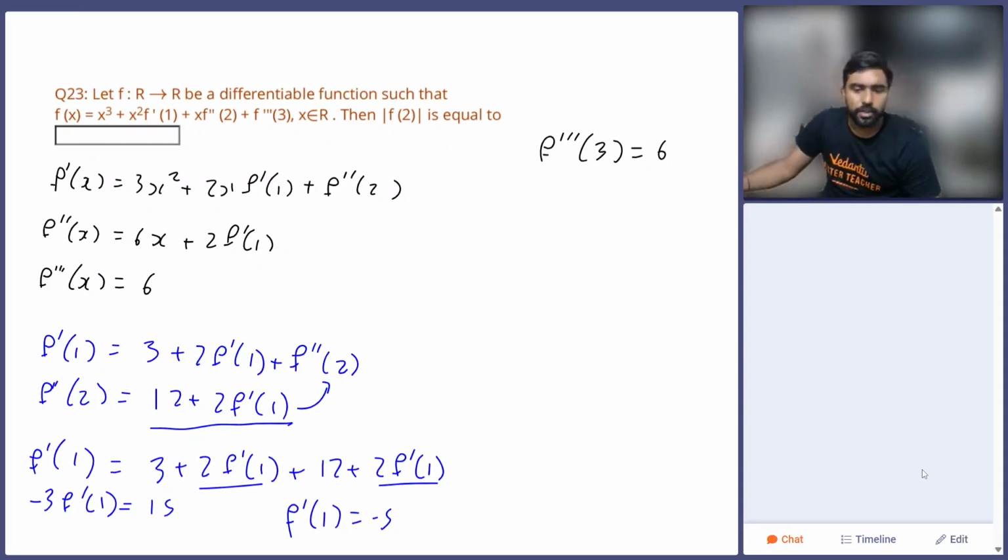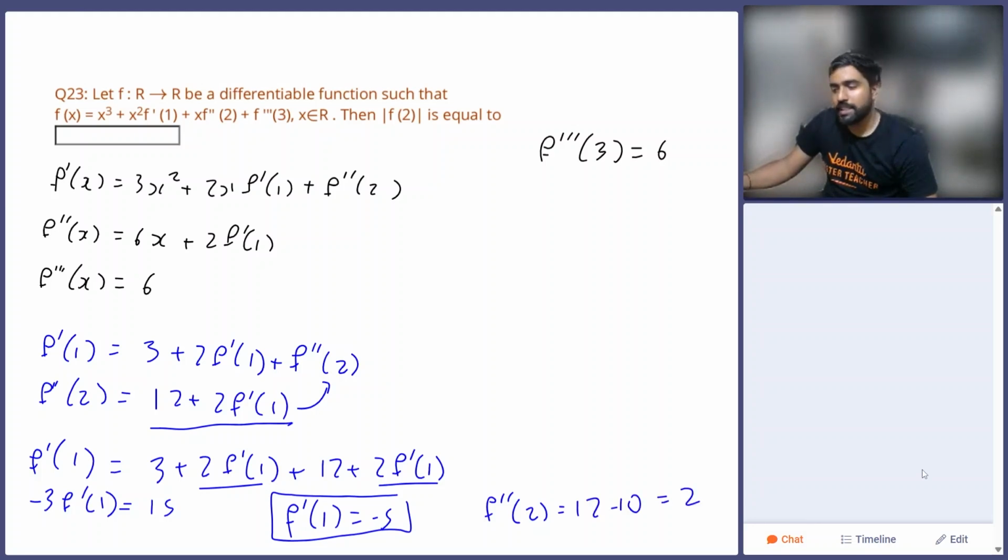Okay, and now that you have got f dash of 1 is equal to minus 5, substitute. So f double dash of 2 will be equal to 12 minus 10, that's equal to 2. So what is your function? The function f of x now is equal to x cube. F dash of 1 is what? Minus 5x square. F double dash of 2 is 2.